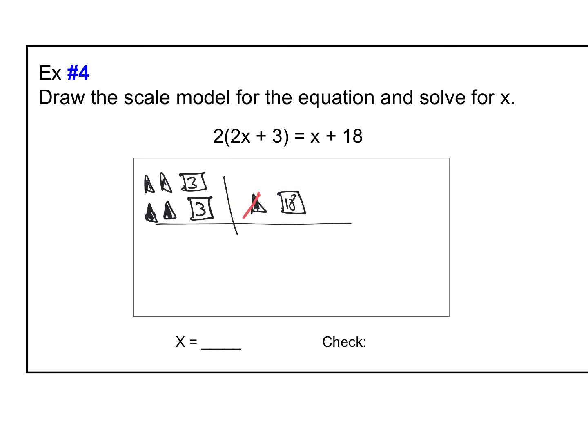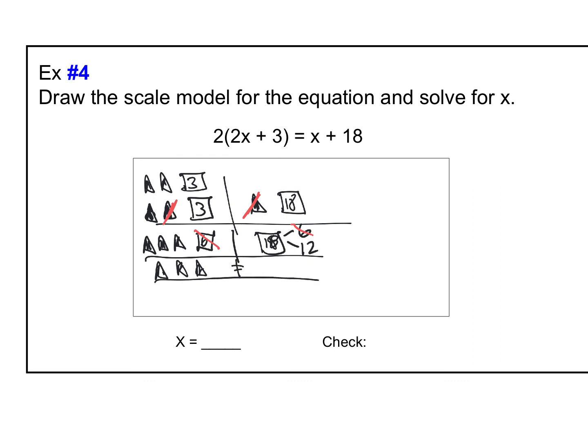Kind of going back, I'm going to go ahead and remove a triangle from both sides first. That leaves me with 3 triangles and 6 if I put those 3's together. Balanced with 18. So 18 I'm going to decompose into 6 and 12, which allows me to remove 6 from both sides. So now I have 3 triangles, balanced with 12. So 12 divided into 3 equal groups makes each triangle equal to 4.